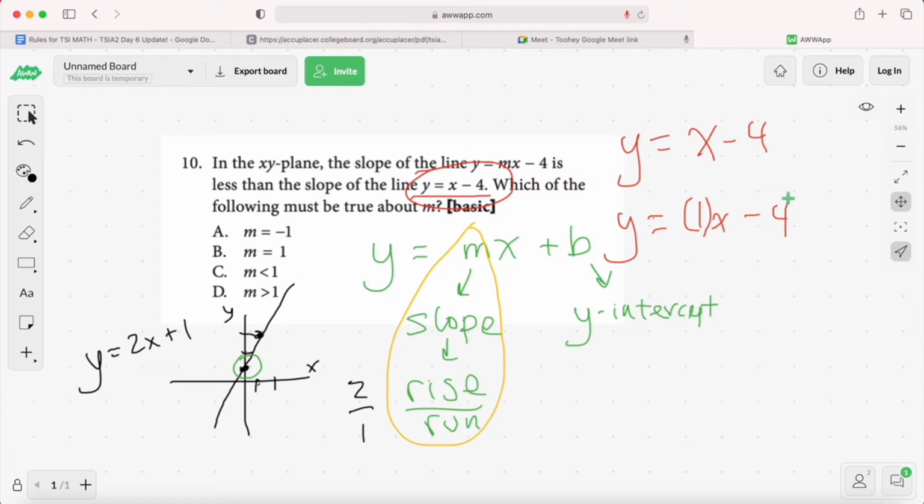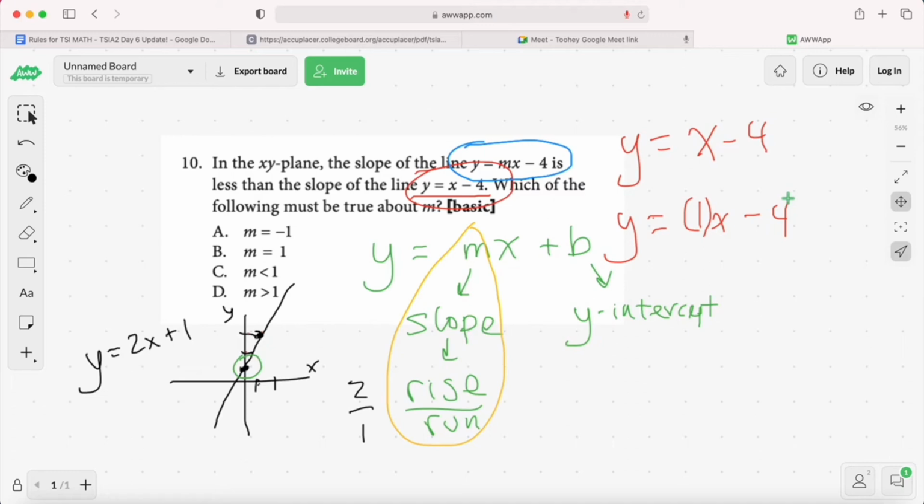So let's go back to the question, which is that the slope of this line, y equals mx minus 4, the slope of that line is less than the slope of the other line, and the slope of the other line is 1.